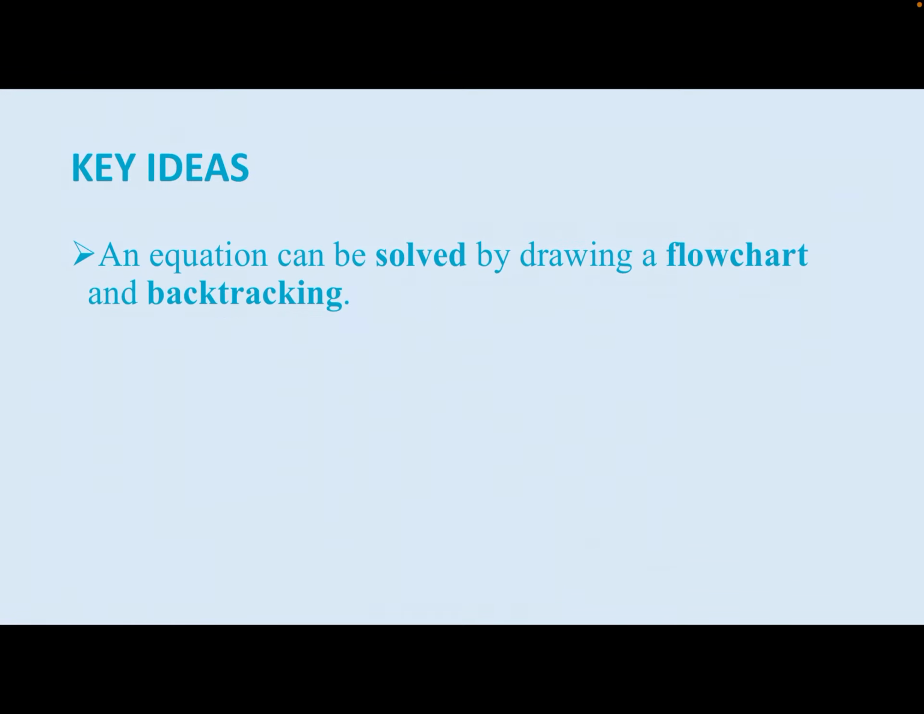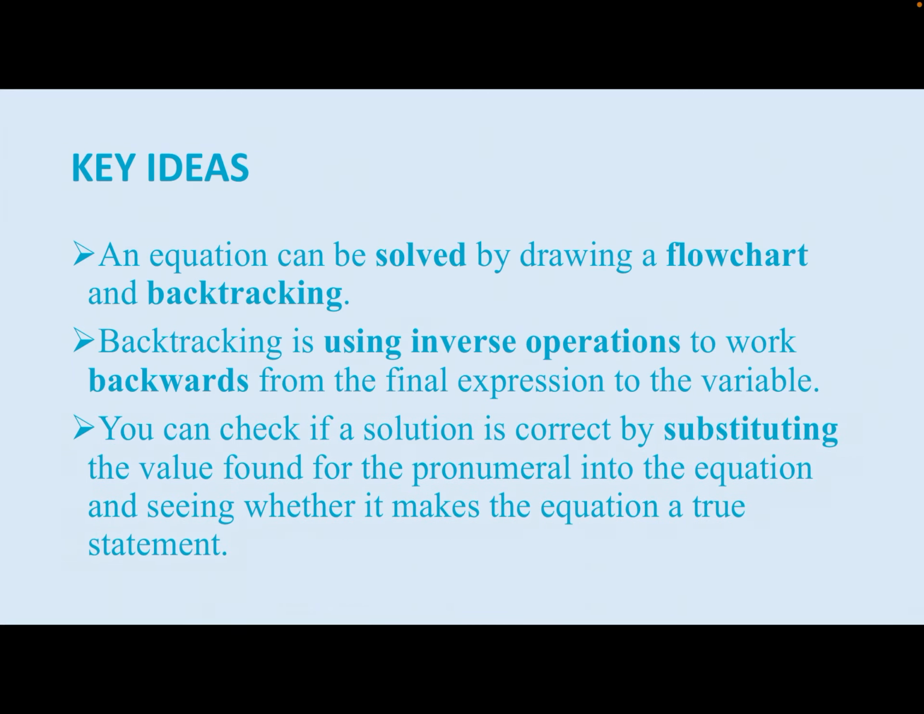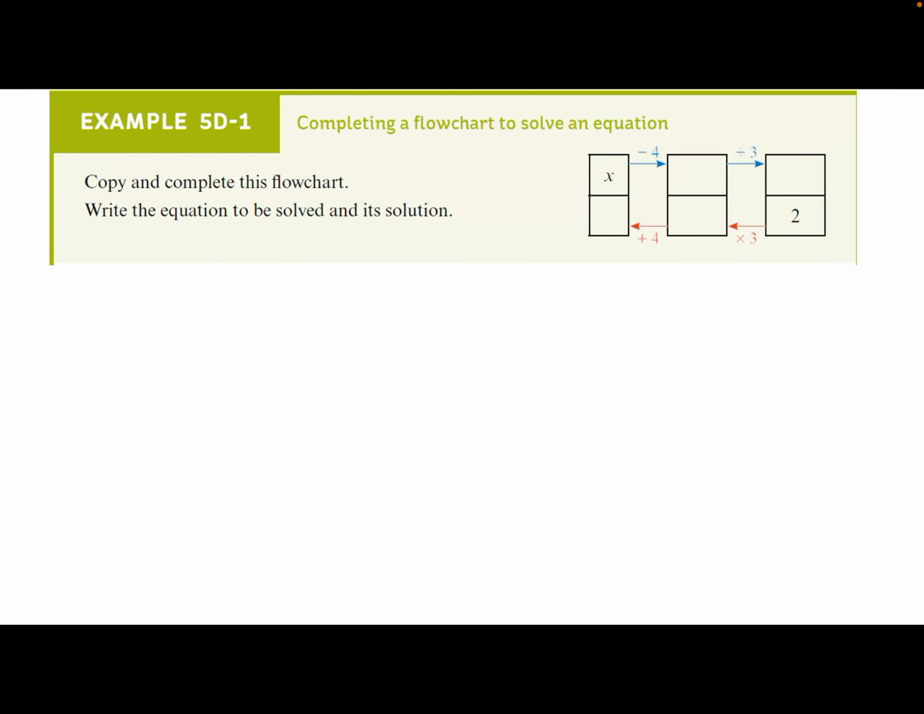Alright, so just to quickly summarise that, an equation can be solved by drawing a flowchart and backtracking. Backtracking is using inverse operations to work backwards from the final expression to the variable. And you can check if a solution is correct by substituting the value for the pronumeral into the equation and seeing whether it makes the equation a true statement.